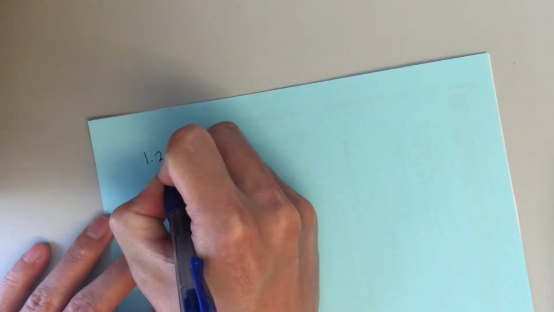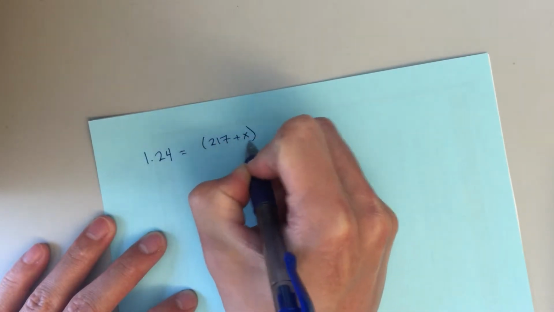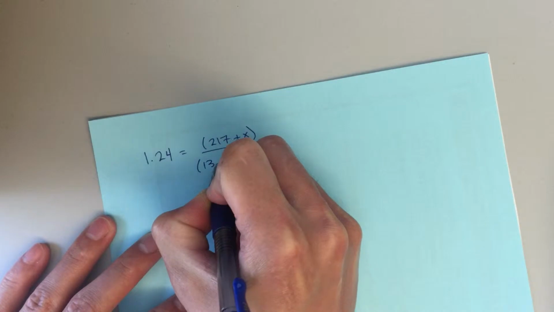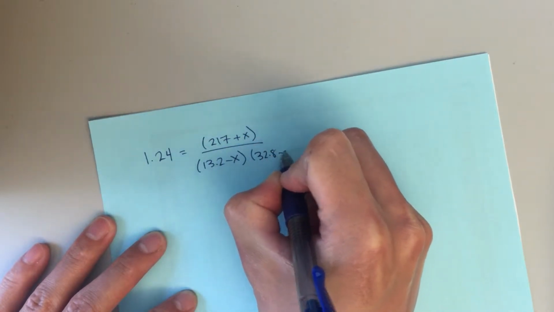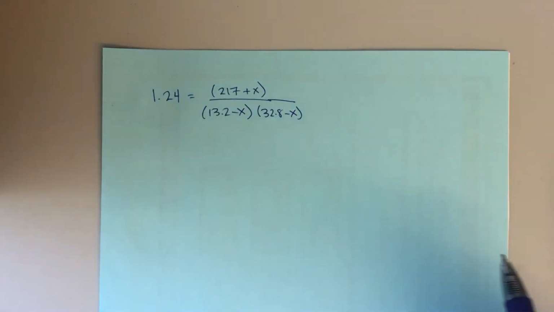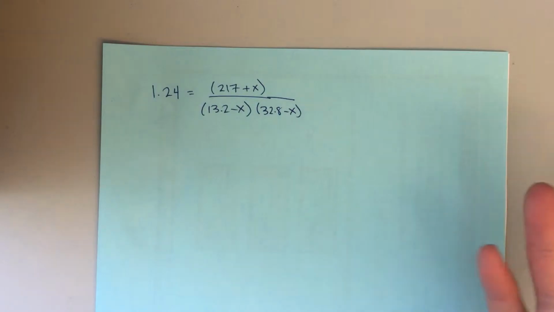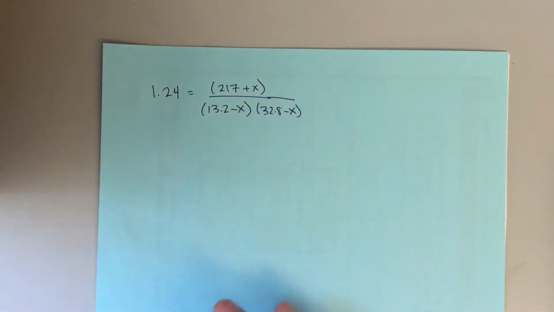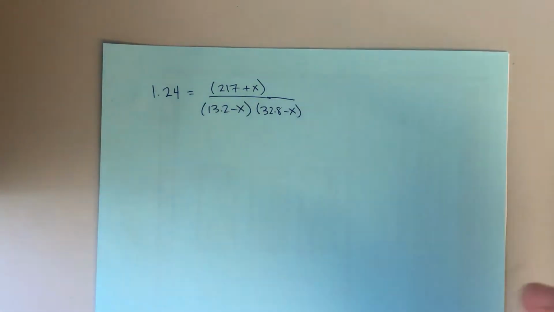So at this point in time, we could say 1.24, our Kp value, is going to be equal to 217 plus x divided by 13.2 minus x over 32.8 minus x. And now if you have a fancy calculator, for instance a TI-89, you can just plug this into your calculator, say solve for x, and you'll get the x values out. If you have a different way to solve this using a program, any way that you can solve for x at this point, that's great.